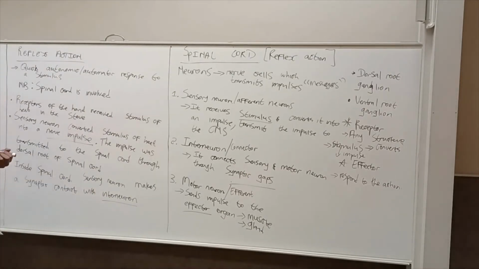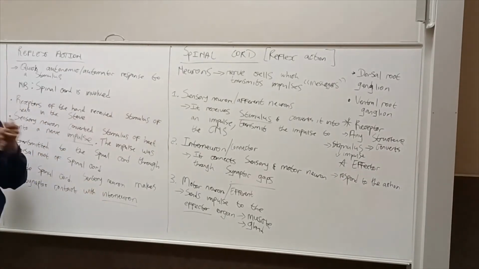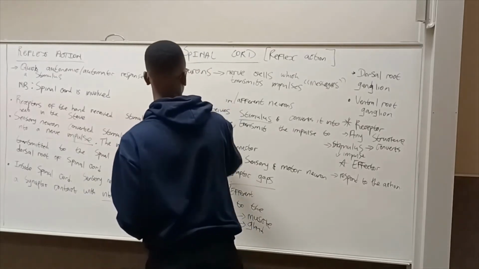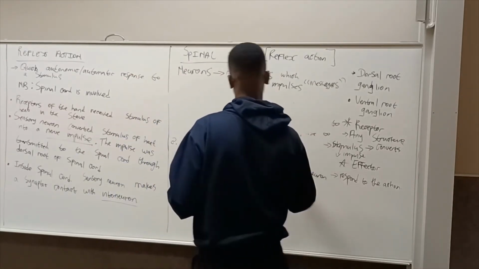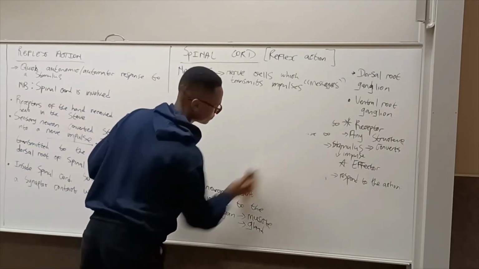The interneuron is found inside the spinal cord. What is the synaptic contact? It means that the sensory neuron combined with the interneuron, but then it opens a gap in between. Okay? After that, the interneuron makes a synaptic contact with the motor neuron.